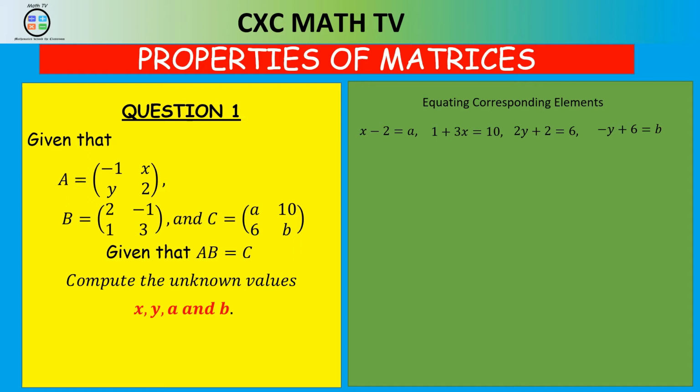Let's start with the 1 plus 3x equal to 10. By doing that, we can subtract 1 from both sides to get 3x equal 9. We divide both sides by 3, and so x is equal to 3. Now once you get x equal to 3, we can go back to the first equation, x minus 2 equal to a. x is 3, so 3 minus 2 is a, and so a must be 1.